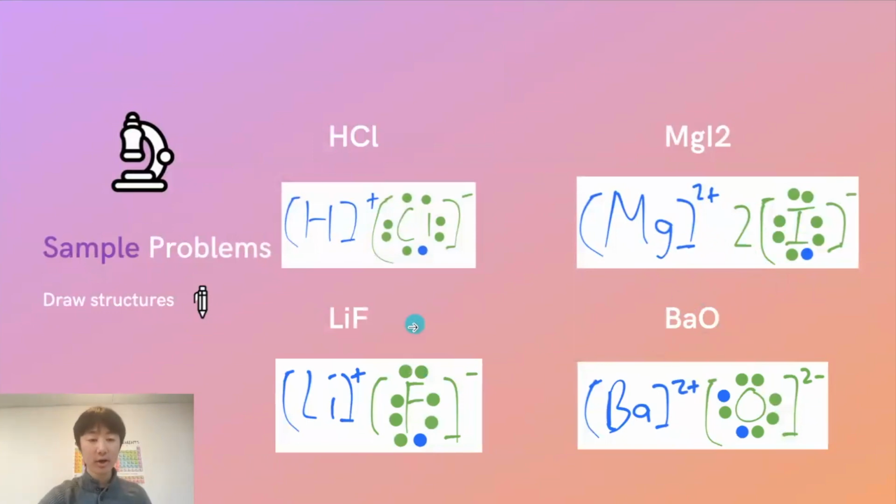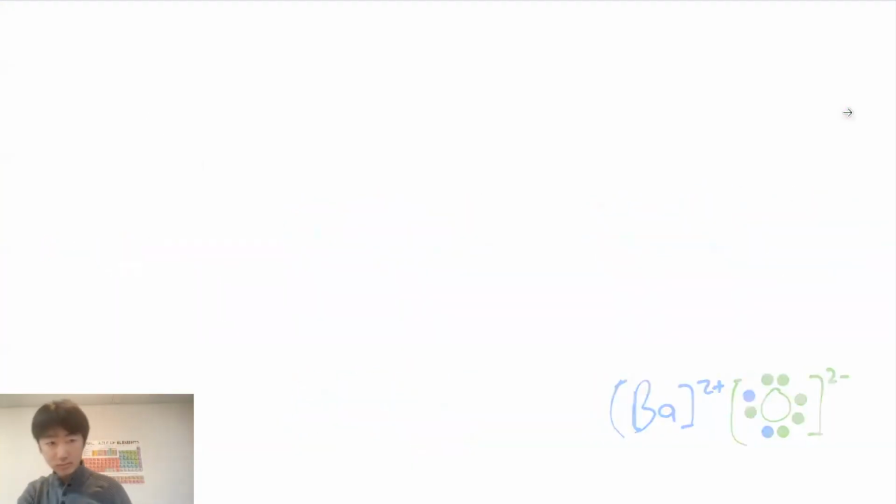For lithium fluoride, the lithium donates an electron to the fluoride, and then for barium oxide, the barium donates 2 electrons to the oxygen because the oxygen can gain 2 electrons to fulfill the octet rule, right?